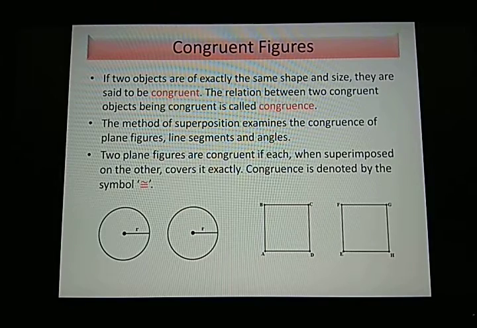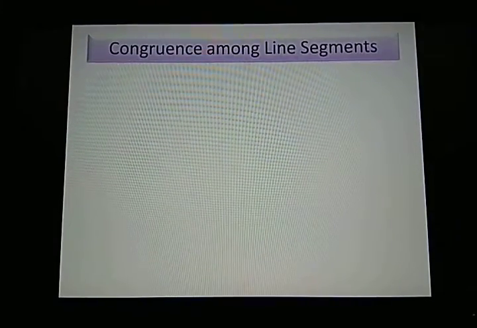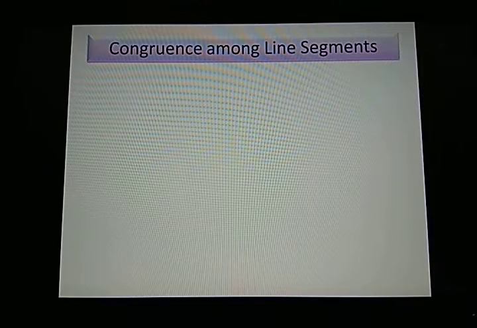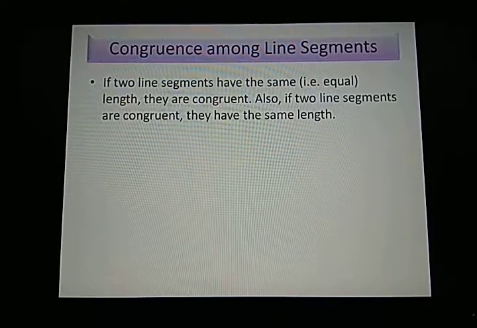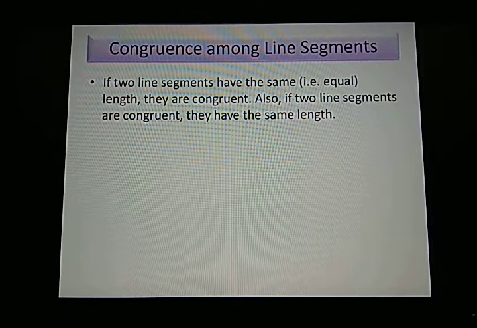Clear? Now let us move to the next topic: congruence among line segments. When can we say that two line segments are congruent to each other? For that there is a rule. If two line segments have equal length, then they are said to be congruent. Also, if two line segments are congruent, then they must have the same length. This is just the reverse of that.